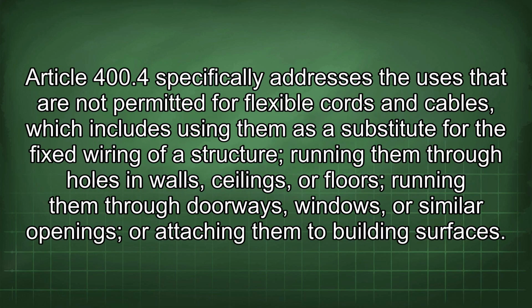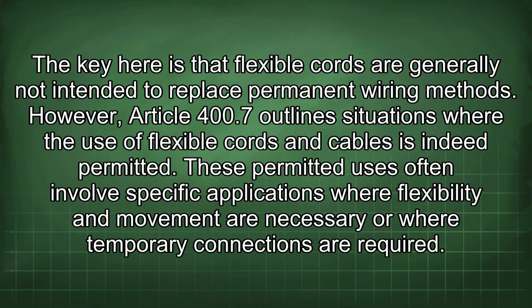Article 400.4 specifically addresses the uses that are not permitted for flexible cords and cables, which includes using them as a substitute for the fixed wiring of a structure, running them through holes in walls, ceilings, or floors, running them through doorways, windows, or similar openings, or attaching them to building surfaces. The key here is that flexible cords are generally not intended to replace permanent wiring methods.